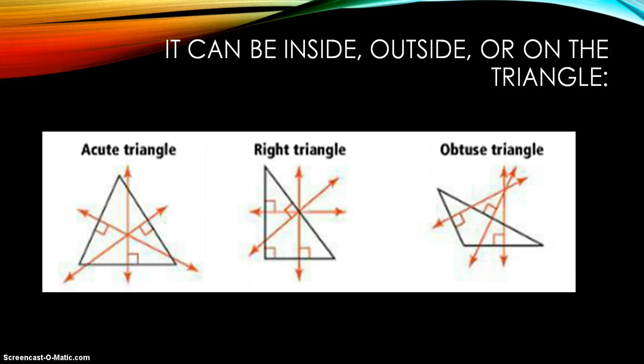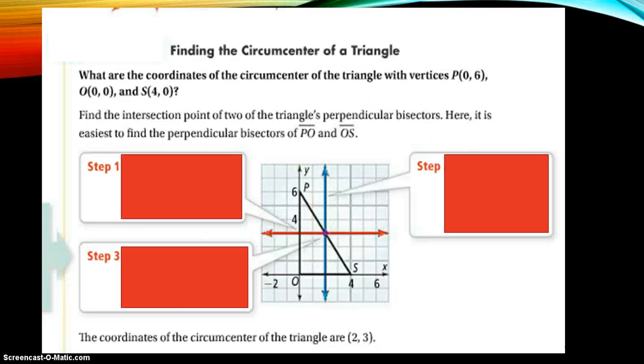So we actually have three cases for this. We can have an acute triangle in which our circumcenter will be found inside the triangle. We can have a right triangle where once again it's going to be on the triangle, or we can have an obtuse triangle in which the circumcenter ends up outside of the triangle. So keep that in mind. Just like the altitudes, there's three different cases. With our perpendicular bisectors, there's also three cases, either inside, on, or outside the triangle, again depending upon what kind of triangle we have.